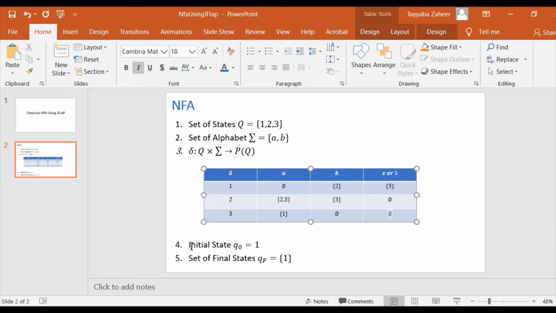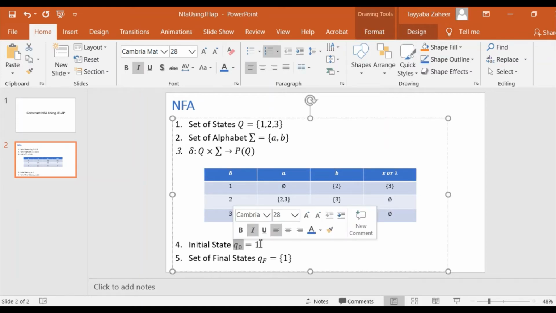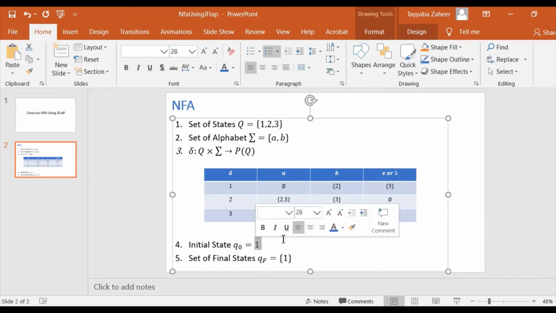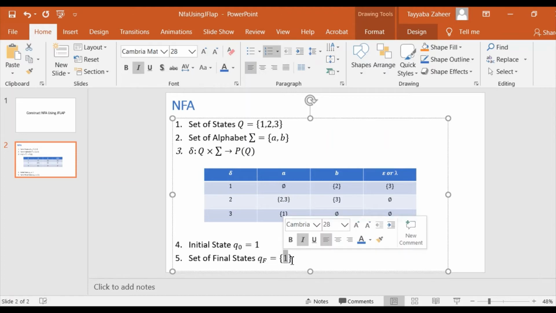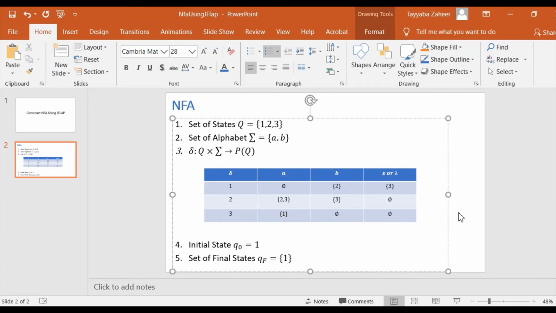Initial state of our NFA would be Q0, that is the state 1. The set of final states, that is QF, would comprise only one state, that would be the state 1 in our case.